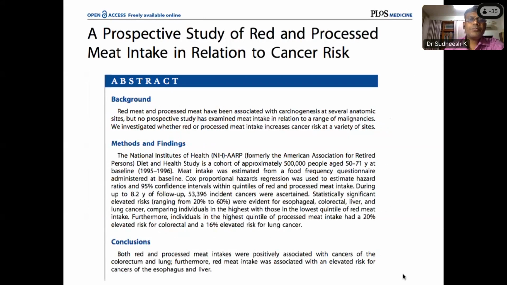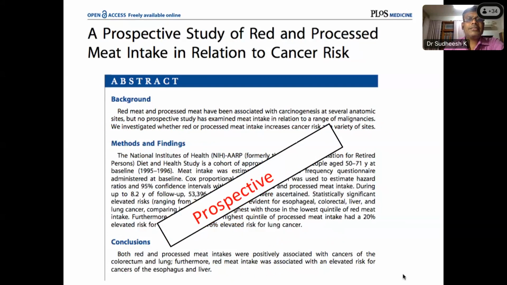So, what kind of study is this? This is a prospective study, because they are observing for the occurrence of the event. They have seen what they are exposed to, the risk factor, that is processed and red meat, and they are seeing what it is going to cause. So therefore, it's a prospective study. So we now understand what is prospective and what is retrospective. Next, we will move to the next.